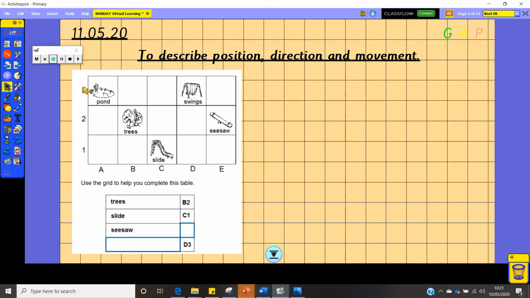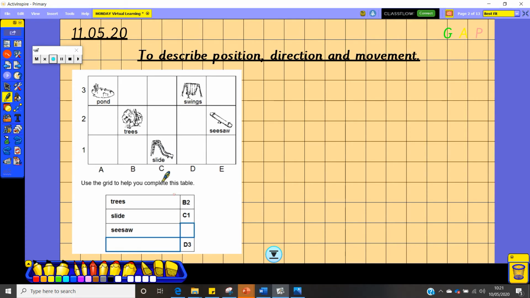And then going with those letters, we have also got numbers. Now the numbers go up the side and they represent each row. So we've got row number 1 here, we've got row number 2 here and row number 3 here. Now there's one important thing we need to remember when we are using coordinates and we're describing the position of an object on a grid, that we always give the coordinate along the bottom first. So we always start with the letter and then we give the number.